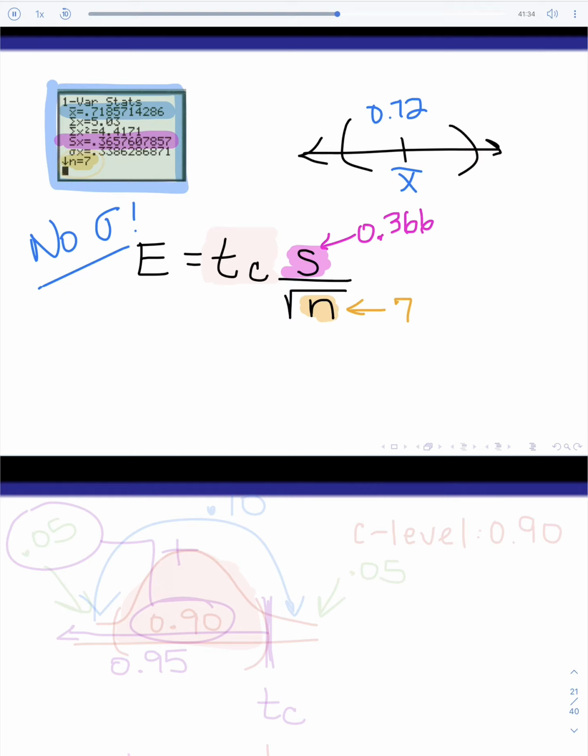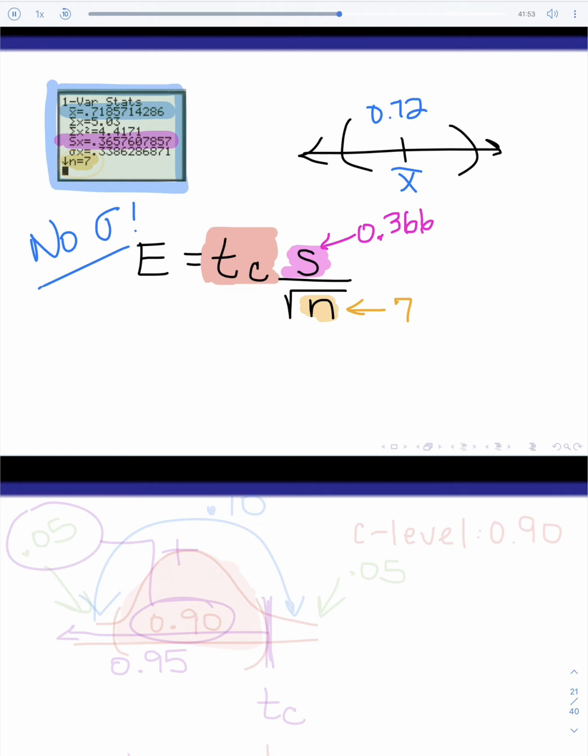The thing that we haven't talked about is how to find your critical value if we have T's. That's kind of the new part. But we can do that. So let's see the two different ways for finding your critical value, the T sub C.